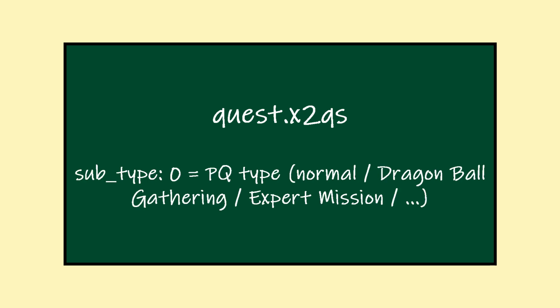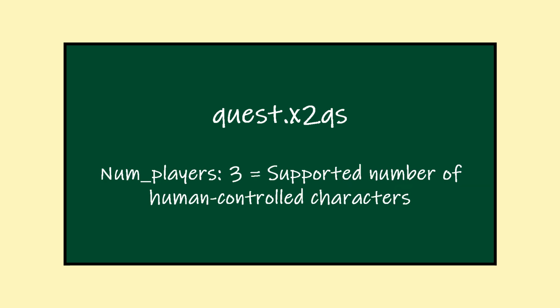Subtype 0 is the quest PQ type. You will use this to tell the game whether the quest is a regular parallel quest or a Dragon Ball Gathering quest. Since we are coding a regular quest, leave it at 0. Non-players free is the number of human players a quest can support. For PQs that is 3, for story quests it is 1, for raids it is 6, and for crystal raids it's 7. But since Eternity's code compiler supports only PQs and expert missions, or raids, you will keep this at 3 most of the time.